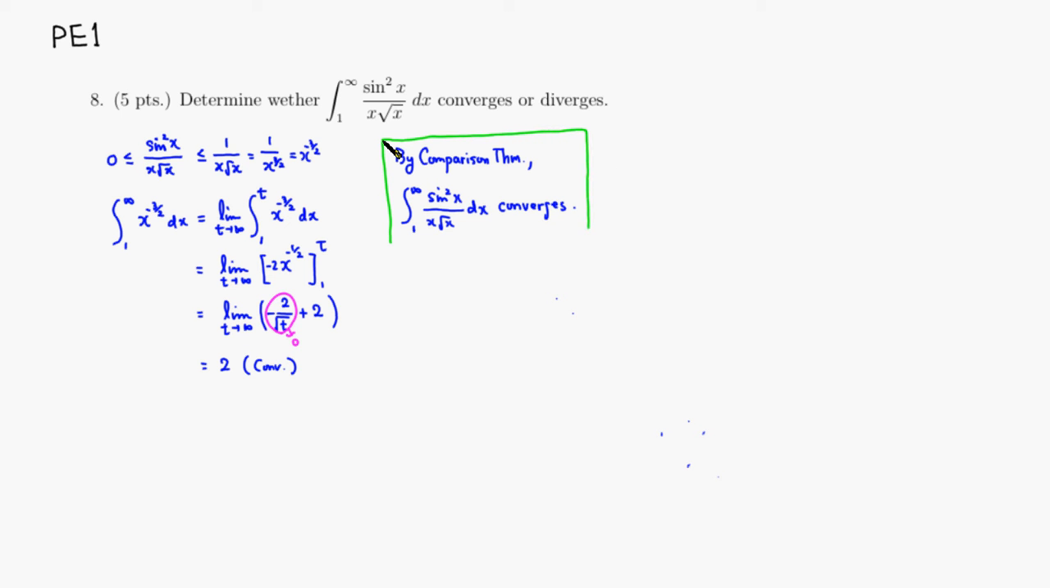But the comparison theorem is very useful because we don't have to deal with sine squared of x when we evaluate the integral. That's it. I hope that this was clear.